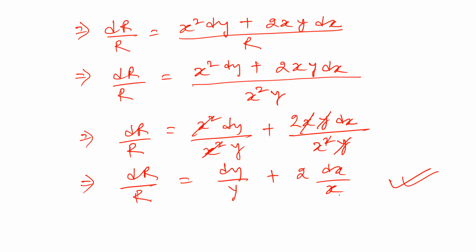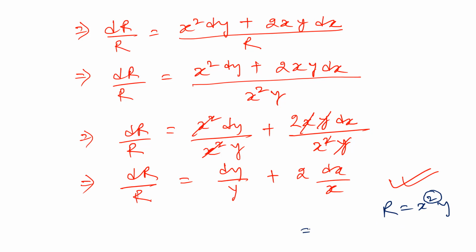The original expression was r equals x square multiplied by y. In this case, you can see that dr upon r equals dy upon y plus 2 into dx upon x. So we can say that the exponent of x is 2 here, right? For the shortcut formula, we can write that whatever exponents are present on the variables, they will come on the back side.